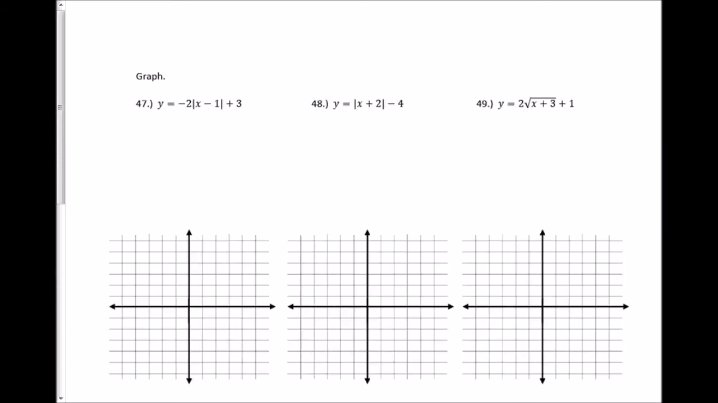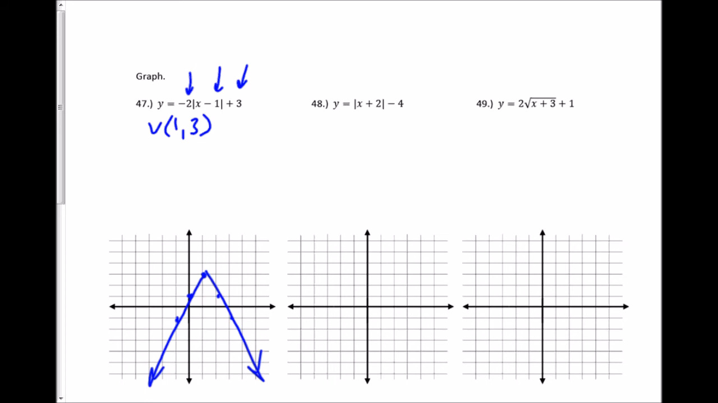Number 47, I want to graph this, and this is essentially in vertex form. There's my h and my k, so the vertex is (1, 3). So I plot (1, 3) right here. I know that this is going to open down because the a value is negative, and it's going to be stretched vertically, so instead of going down 1 over 1, I go down 2 over 1. And I'm going to draw a V here because that's what the absolute value is always going to look like. It's just a nice V shape.